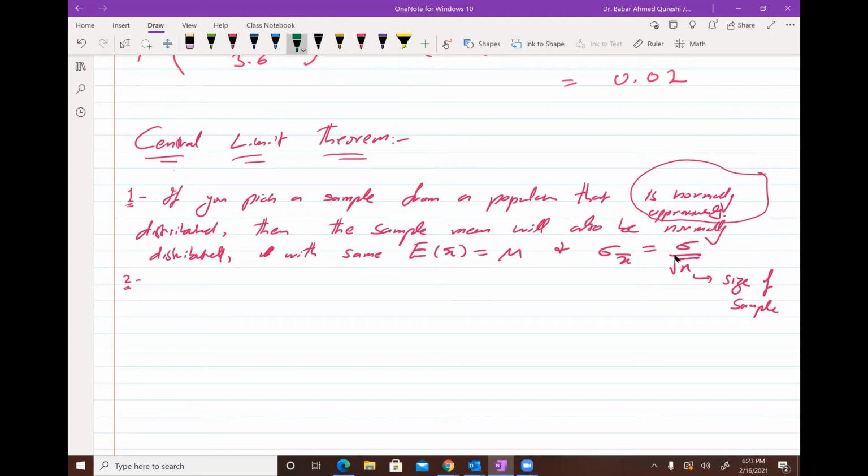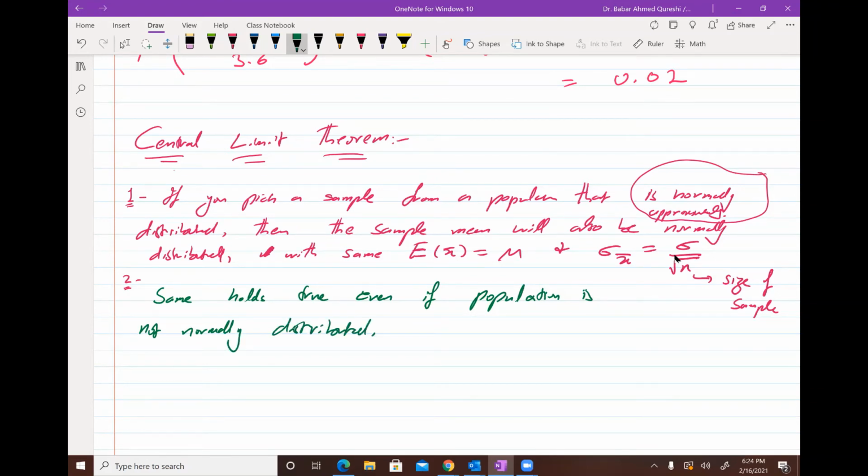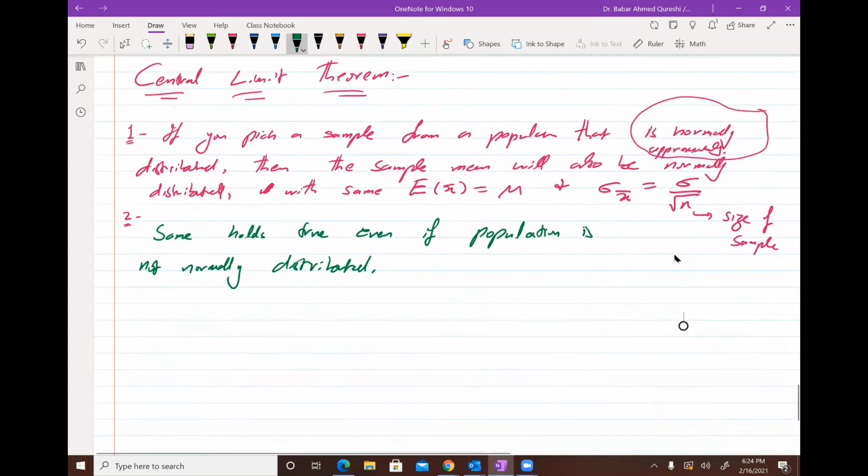The second part is even more interesting: everything goes through, the same holds true, even if the population is not normally distributed, no matter what the distribution is. Your sample mean will still be normally distributed if the sample size is big enough.